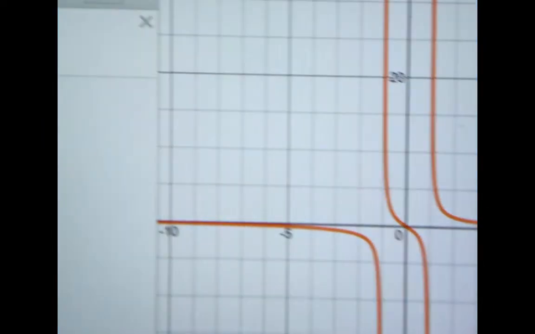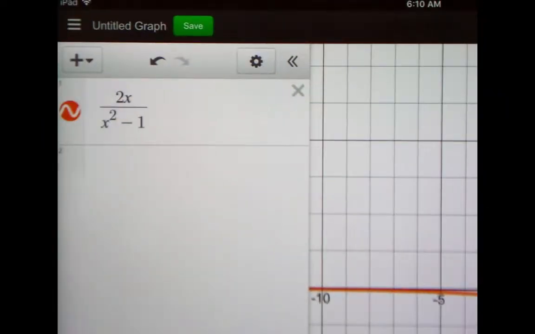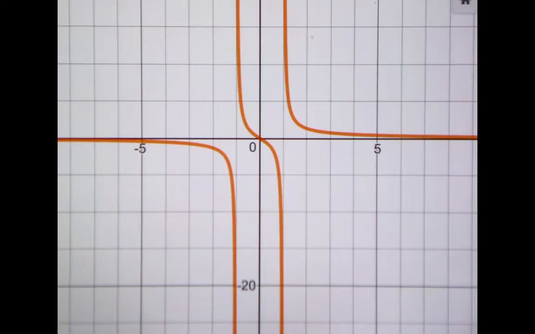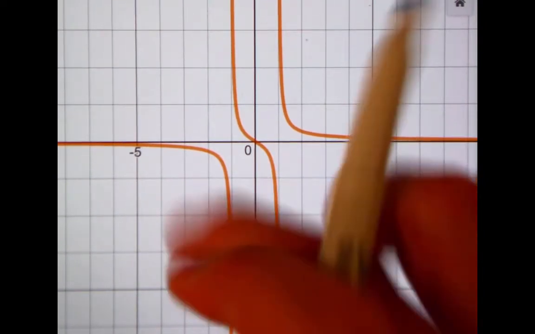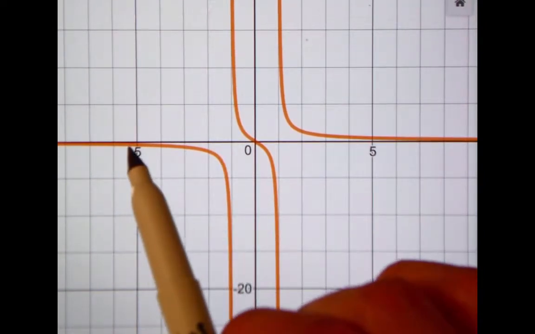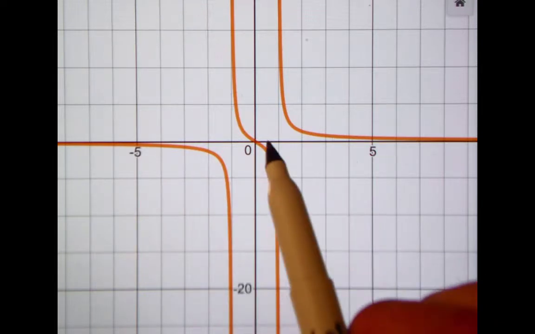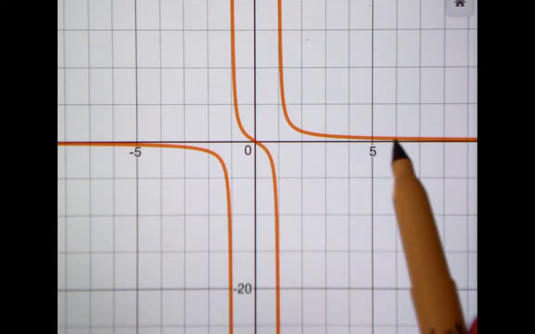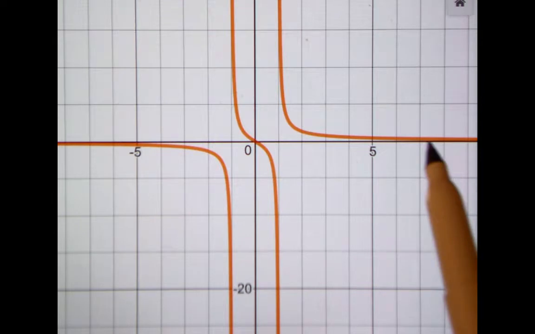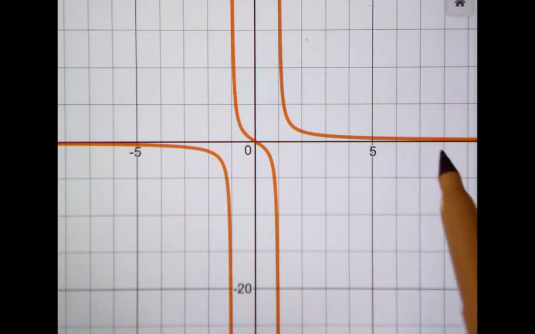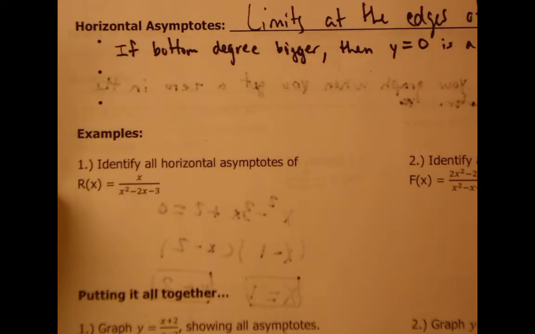If we look at this, notice the equation. The bottom has a squared and the top is just an x. The bottom is bigger. So when we look at our graph, you see that the limit at the edge of the graph is the y equals 0 line. Now we don't care about the middle, we care about the edges. It doesn't cross 0, it doesn't cross the x-axis. And so that's the limit, and that's the horizontal asymptote.